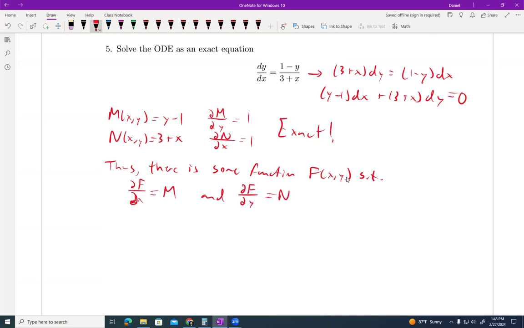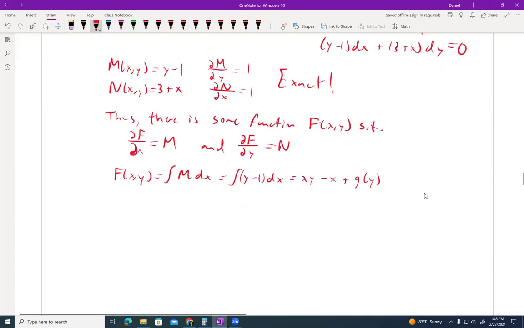So using the fact that the partial derivative of f with respect to x is equal to M, we could say that f of x,y is equal to the integral of M with respect to x, right? So that's just going to be the integral of y minus 1 with respect to x. So then we're going to get that that is x times y minus x plus arbitrary constant term, remembering that if we're integrating with respect to x, our y terms are constant then.